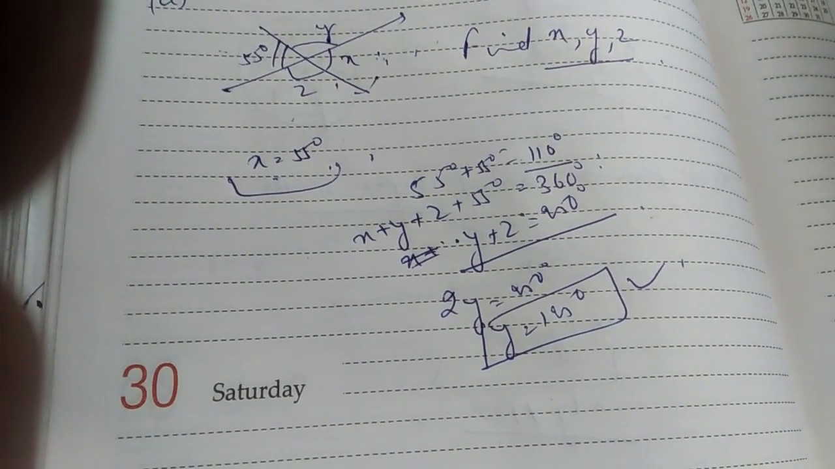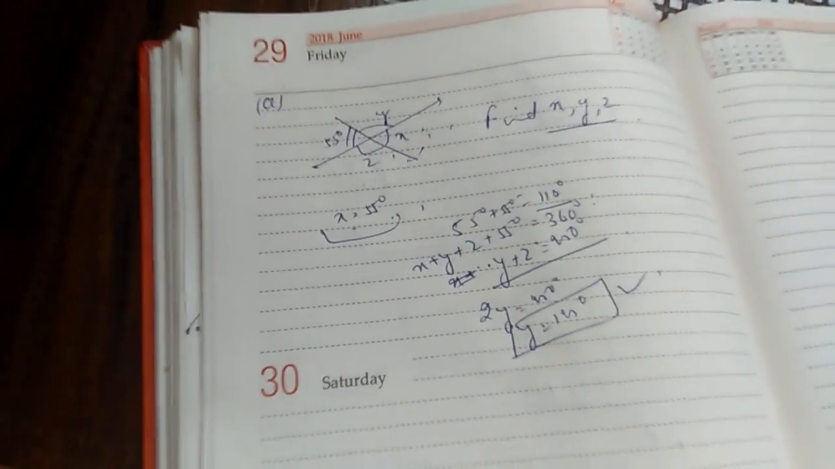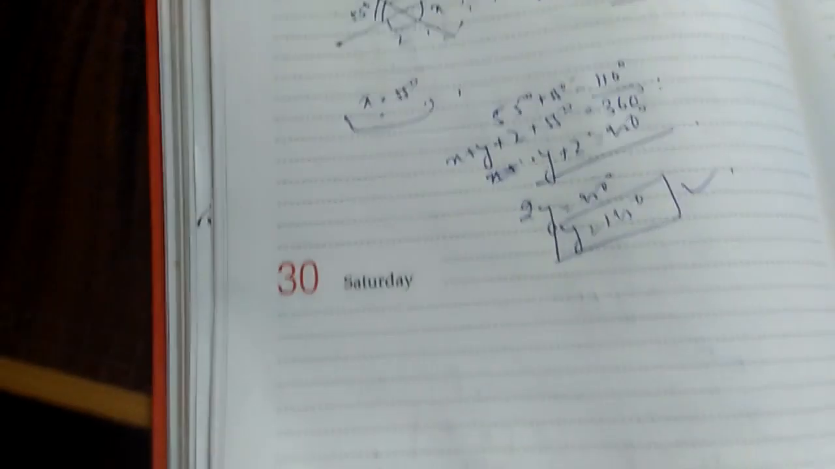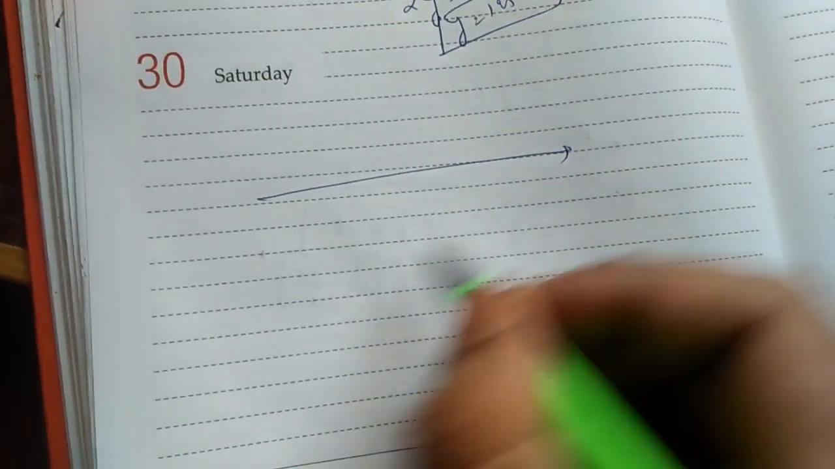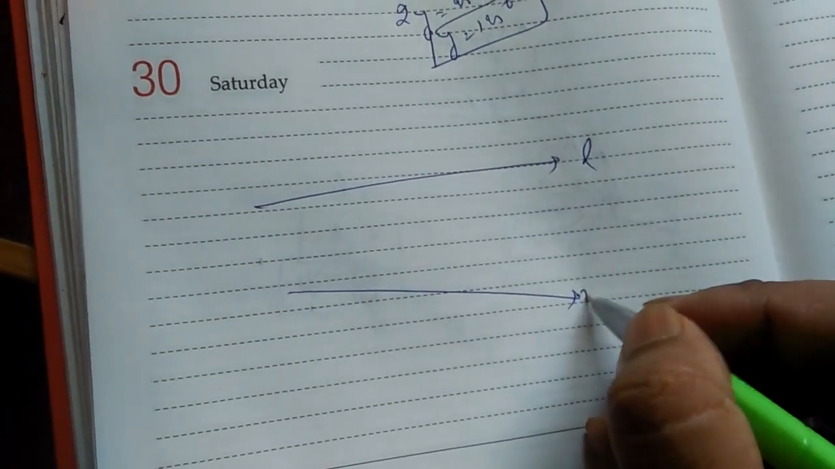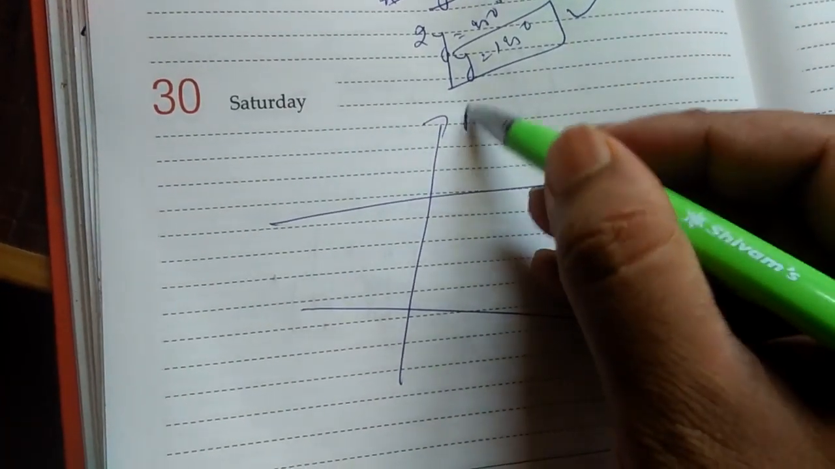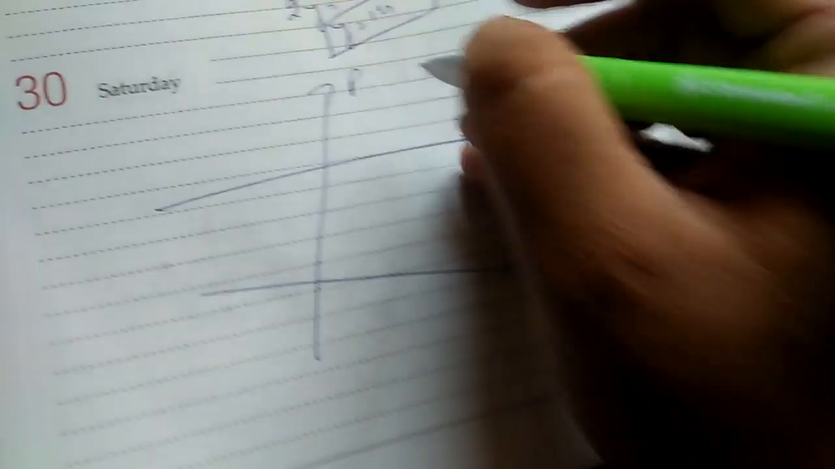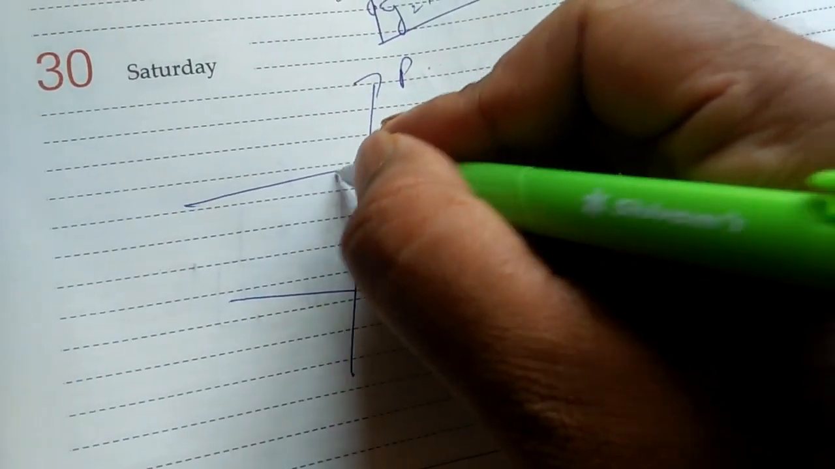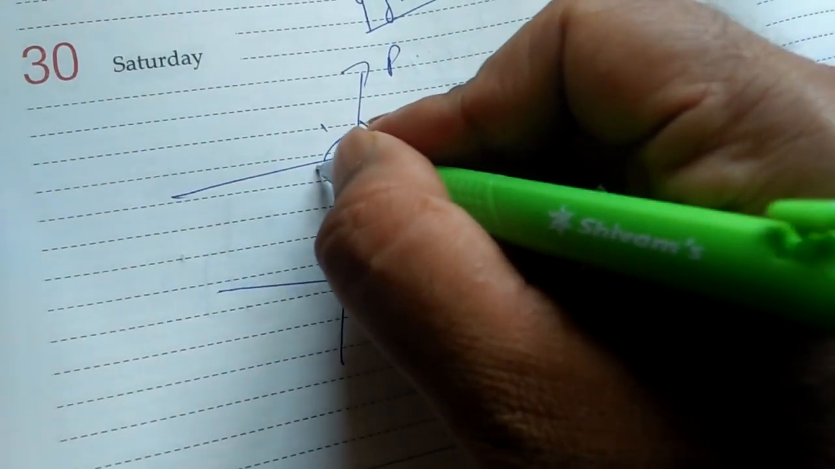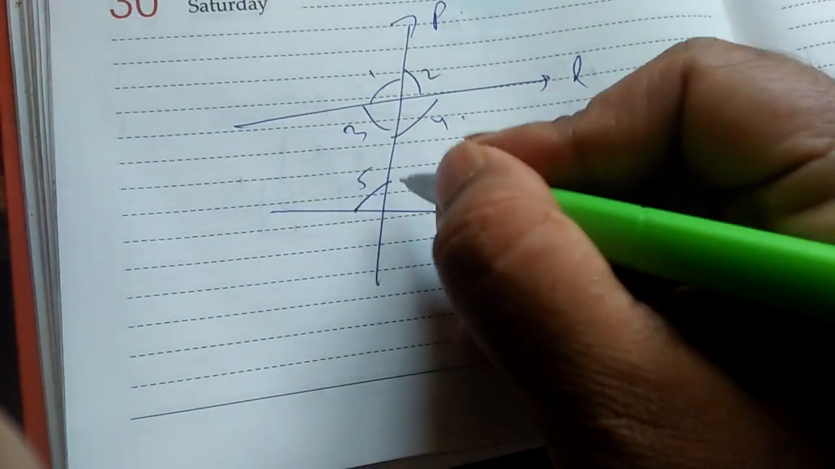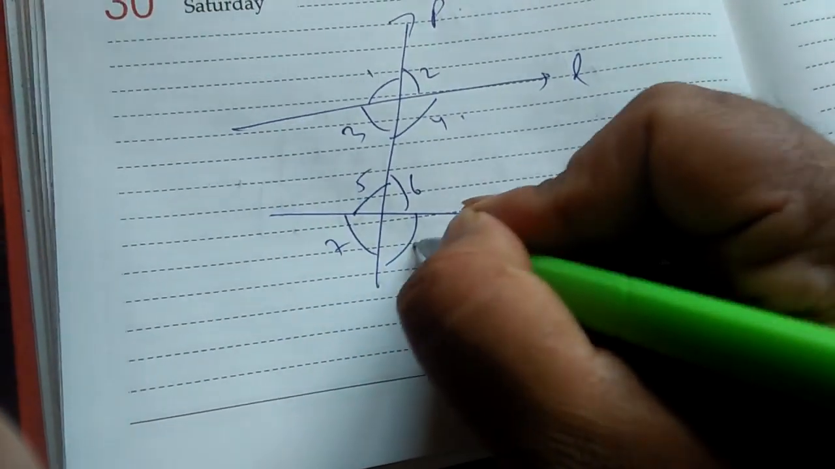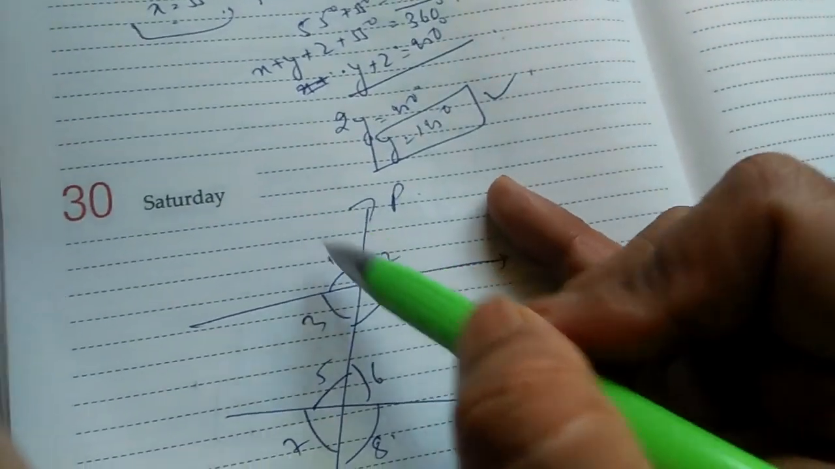So now we will come across the most important part of this chapter: angles made by a transversal. Let's say there are two lines, line L and line M. These two lines have been cut by a transversal. Let's say this is P. So 1, 2, 3, 4, and 5, 6, 7, 8. This is again the same thing.